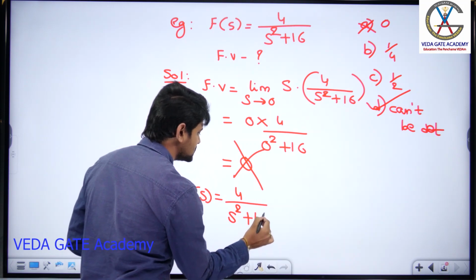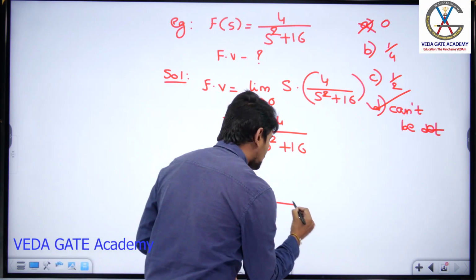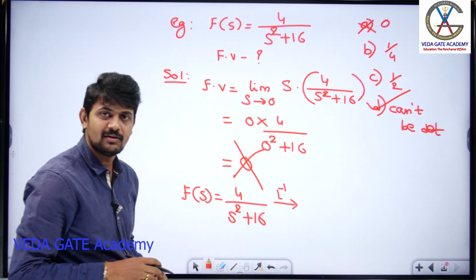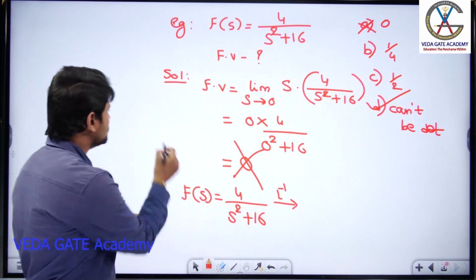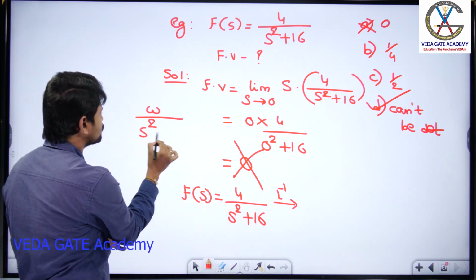4 by s square plus 16. Now if you try to apply inverse Laplace transform for this function, can you tell me what is the inverse Laplace transform of this one? It is very similar to omega divided by s square plus omega square.